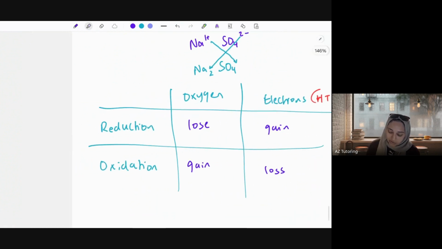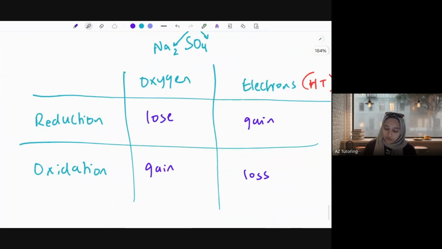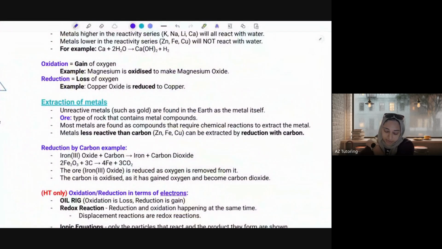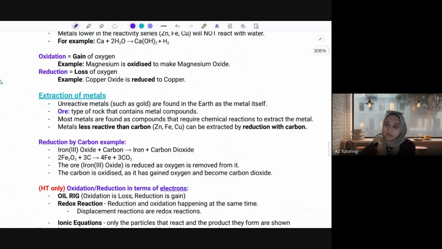Okay, let's go back to the oxygen example. A lot of people, when they're trying to figure out what's getting reduced and what's getting oxidized, try and look at the electrons, but if you look at the oxygen, it's a lot easier to figure out what's going on. Let's go back to that example of reduction by carbon. So remember, metals are found in ores. An ore is just a rock that has a sufficient amount of metal to make it worth your while to extract that metal from that ore.